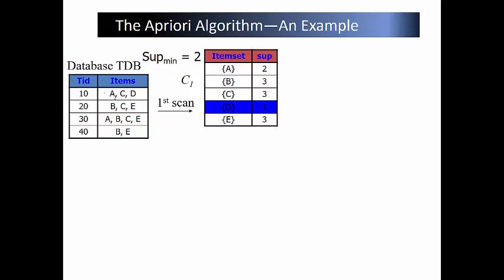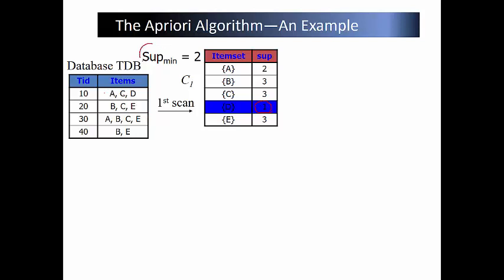How many items do we have here? A, B, C, D, E, 5 items, right? So let's take a single item at a time. A, B, C, D, E. And then we need to count the frequency. How many A appear in this database? 2 times. 2 A's. How many B's? 3 B's. How many C's? 3 C's. How many D? Only 1 D. How many E? 3 E's.